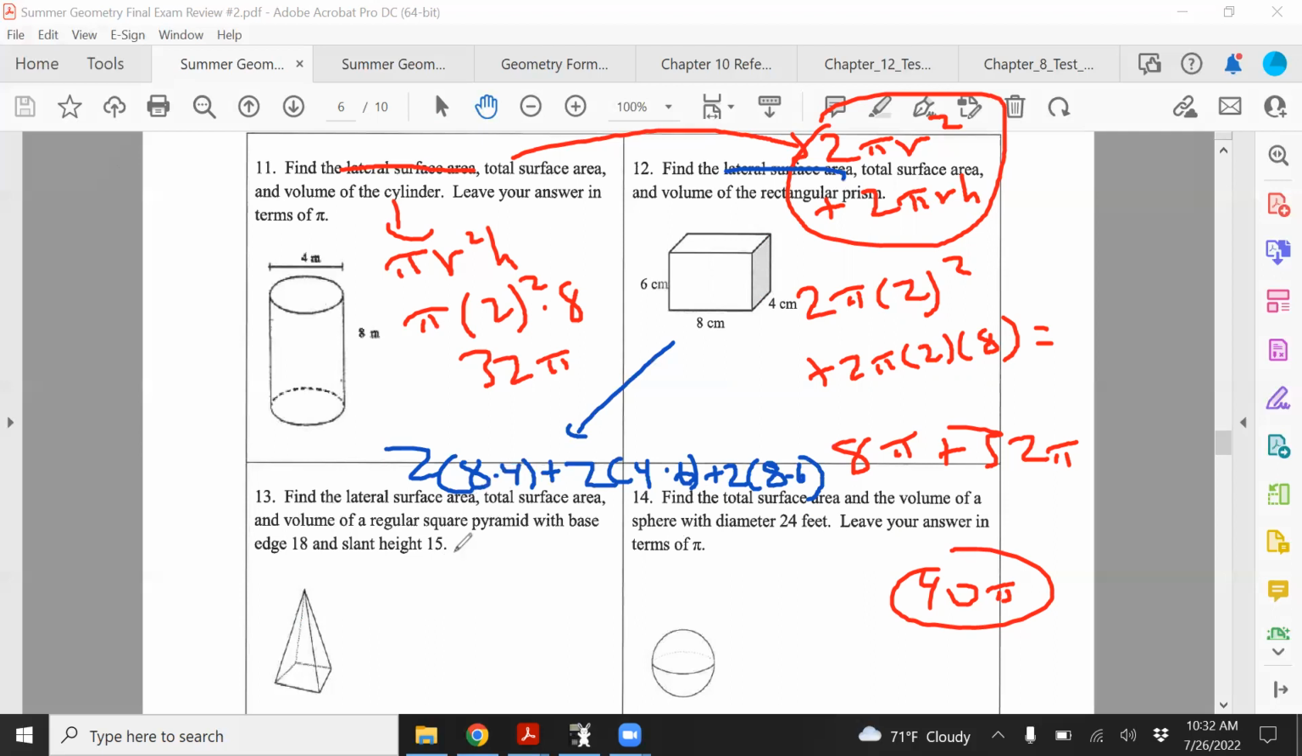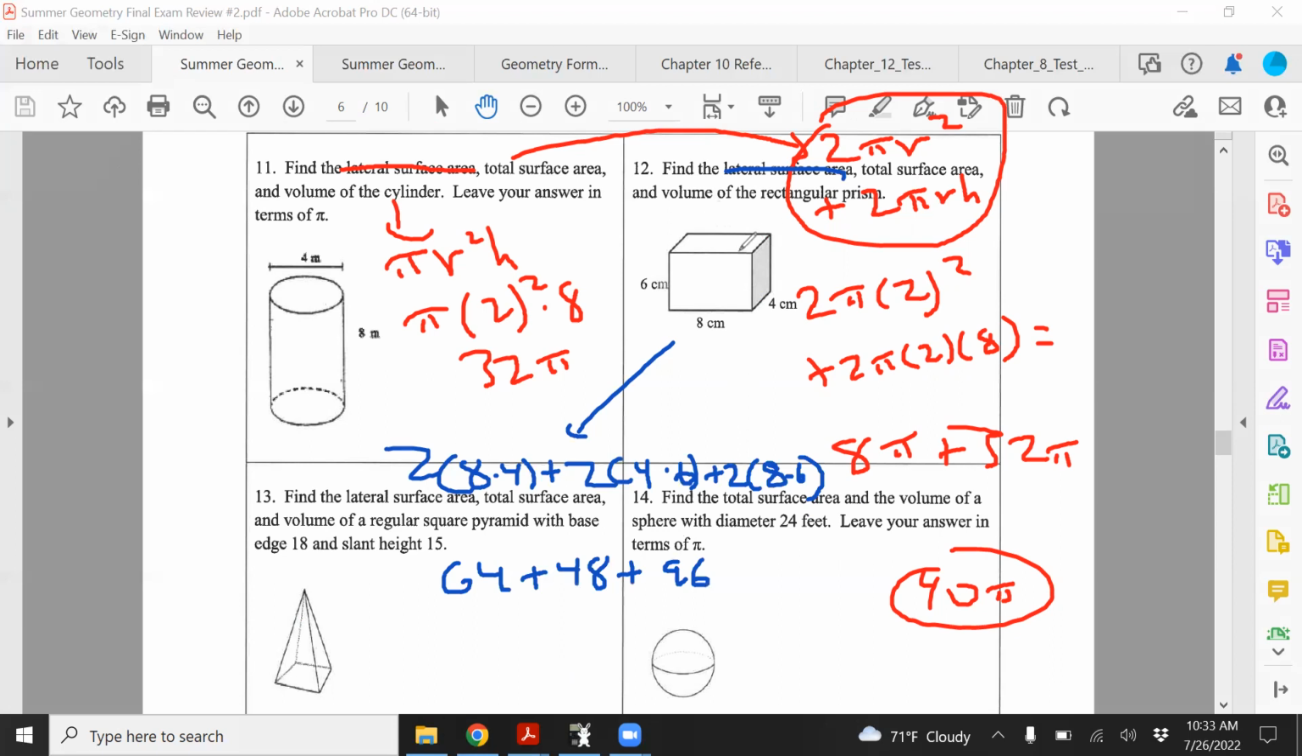Multiply it out, you get 64 plus 48 plus 96. And I don't know what that is, but that's like, 112, 202, 208, I think. Well, hold on. I trust you guys can do it. We'll just move on. And then volume is easy.